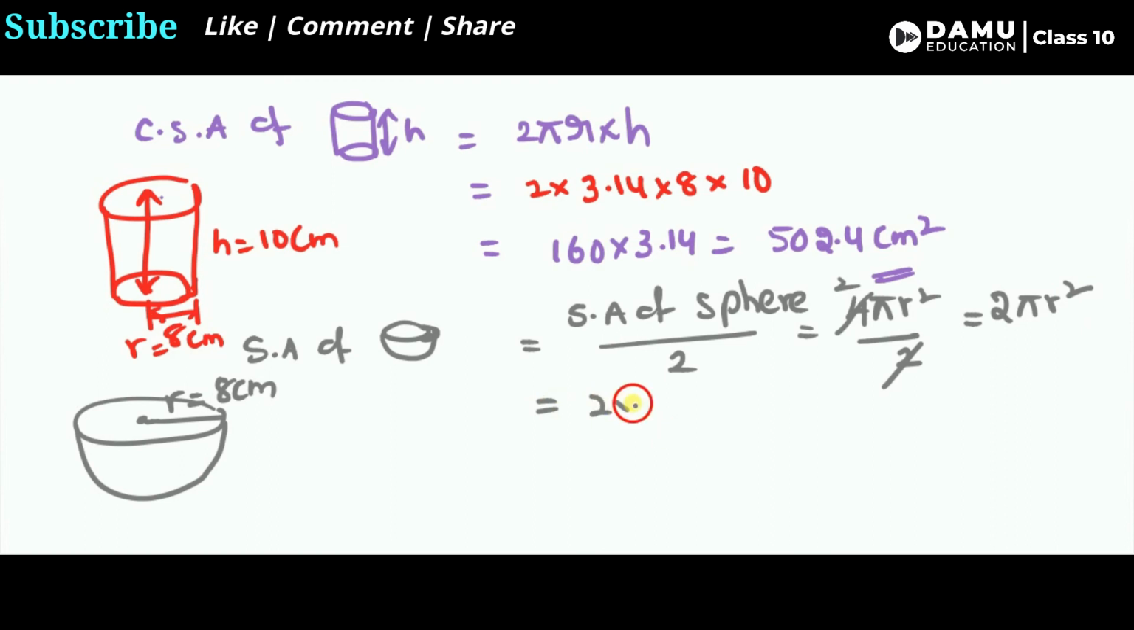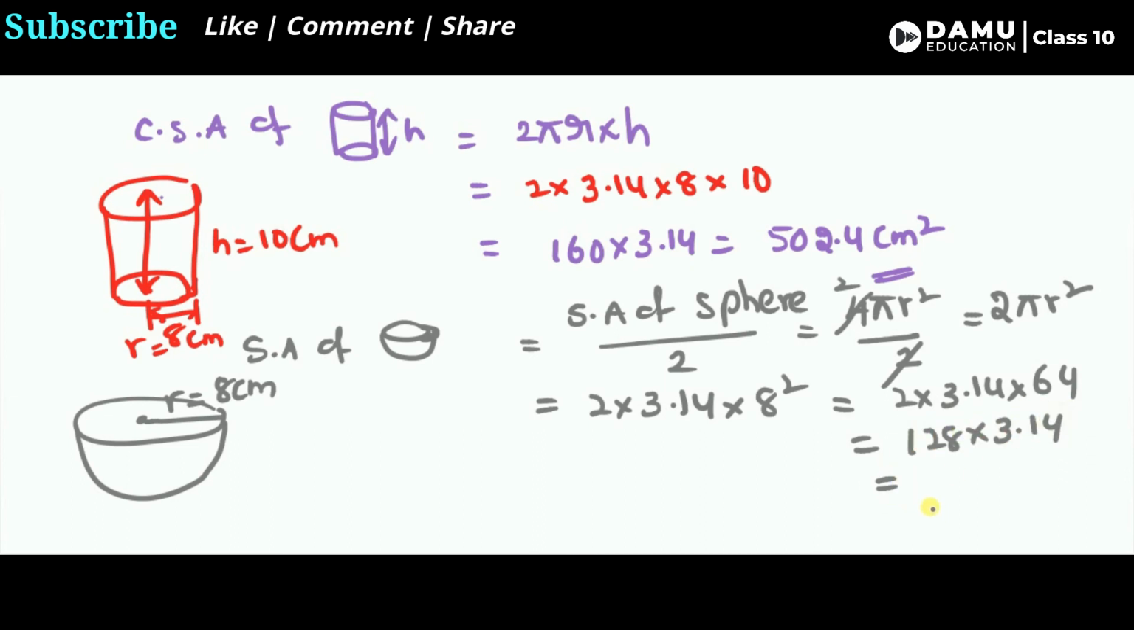So 2 into 3.14 into r, which is 8 square. So 2 into 3.14 into 8 square. 8 square is 64, so 64 into 2 is 128. 128 into 3.14, if you multiply it, we get 401.92 centimeter square.